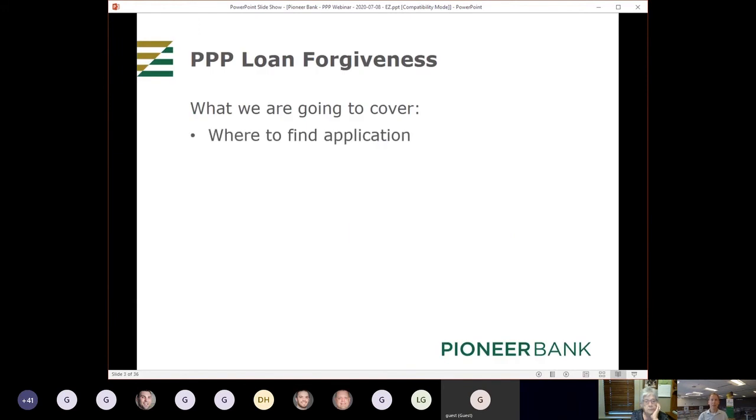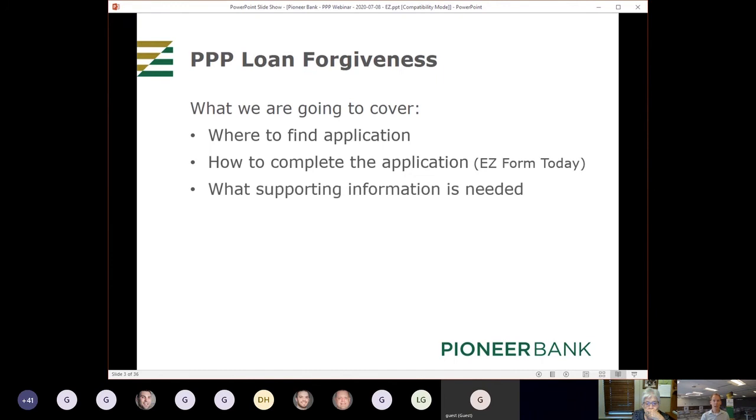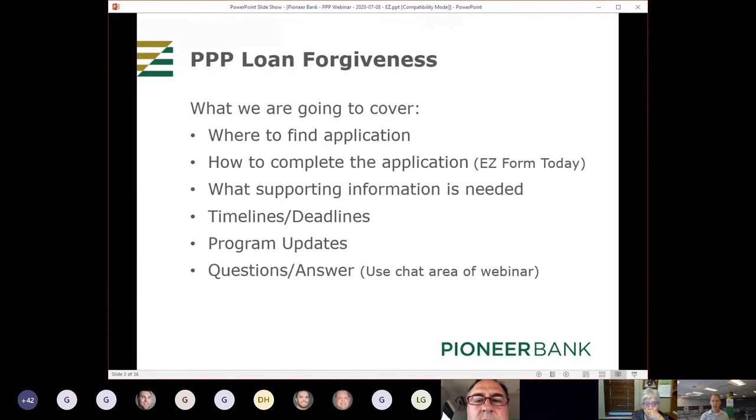The first thing is just going to give you an idea of what it is that we're going to be covering. First, we've got to figure out where to even find the application. Next, we'll work through how to complete the application. Again, today we're going to be focusing on the EZ form and the criteria that determines if you're a customer who is able to use the EZ form. We'll cover what supporting information you need to provide. We'll talk through any timelines or deadlines you need to be aware of. We'll also give you some program updates to PPP in general. Then we'll end in the question and answer area. Again, if you have questions along the way, please use the chat function. We've got some people paying attention there, and they will compile those questions so we can cover them at the end.